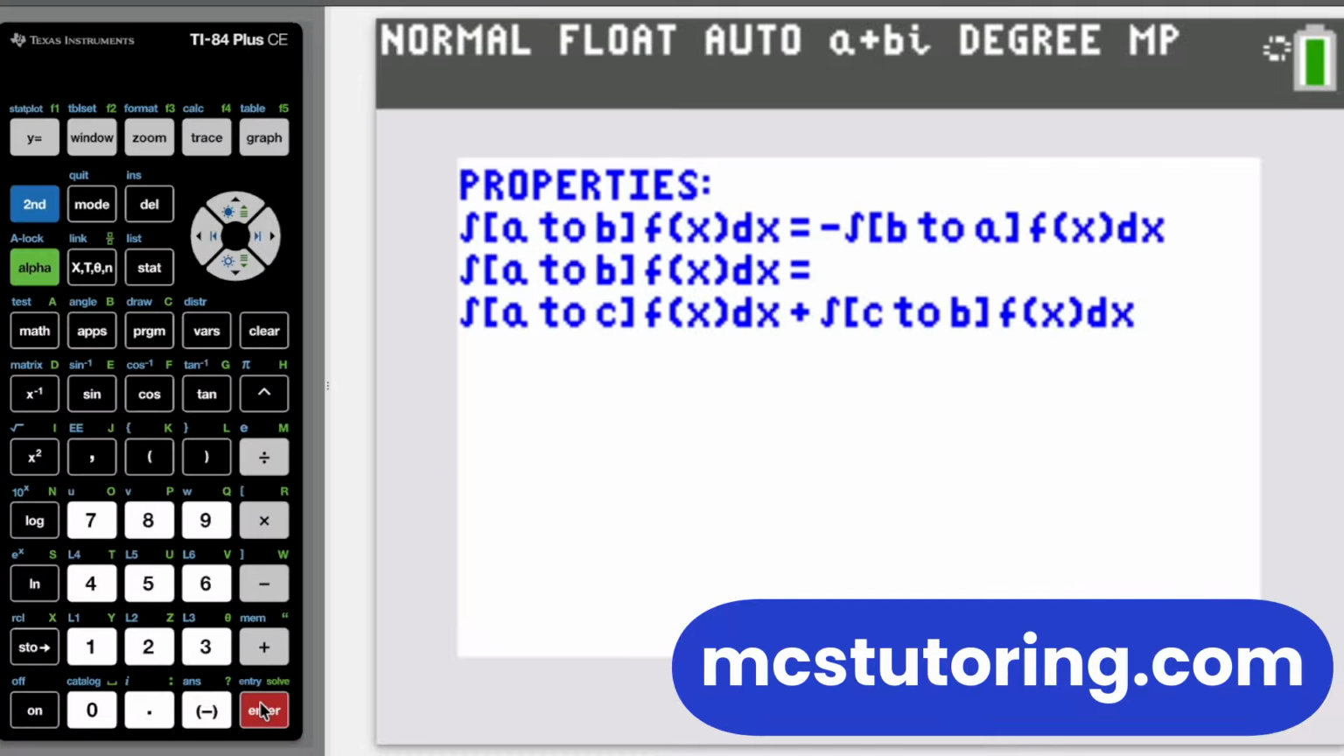Properties: the integral from a to b of f of x dx is negative the integral from b to a of f of x dx, used all the time on finals. So you just got to be able to shuck and jive with that. The integral from a to b of f of x dx is the integral from a to c of f of x dx plus the integral from c to b of f of x dx, assuming, by the way, c is somewhere between a and b. Probably should add that.